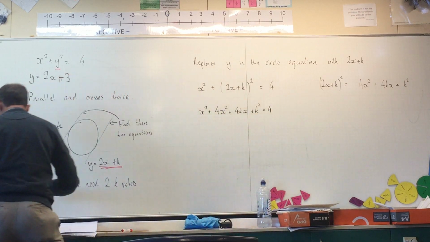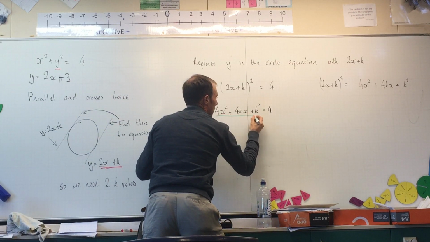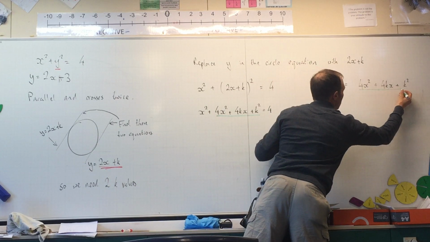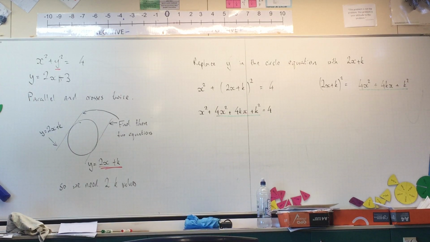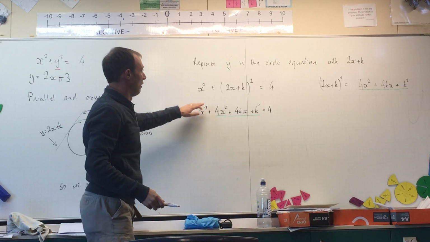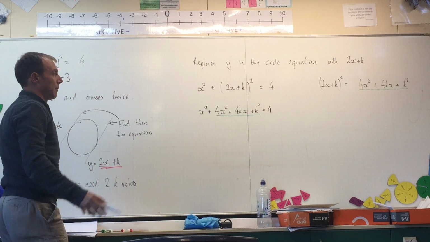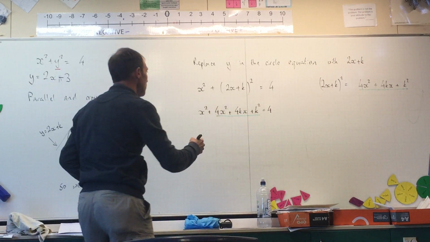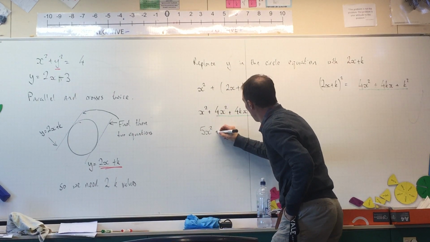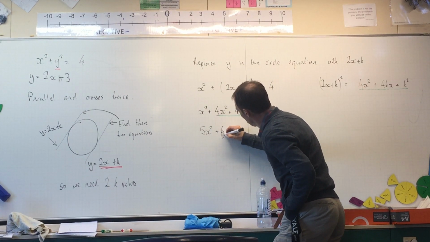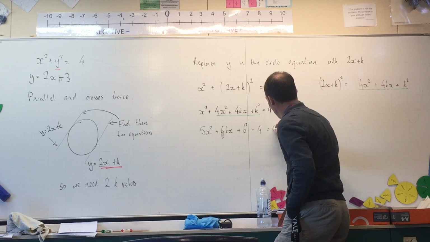And if you want to just underline that from there to show where it's come from, do so. So all I've done between that line and that line is expand the bracket. Okay? Cool. Now I'm going to simplify that lot together. So we get 5x squared plus 4kx plus k squared minus 4 equals 0.